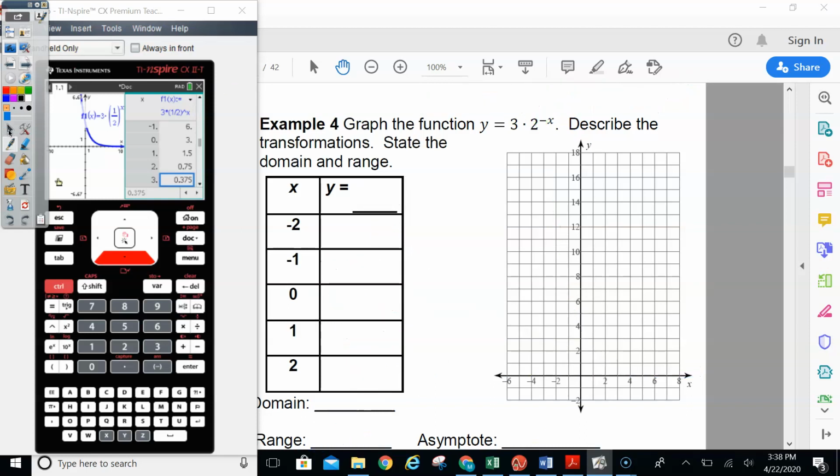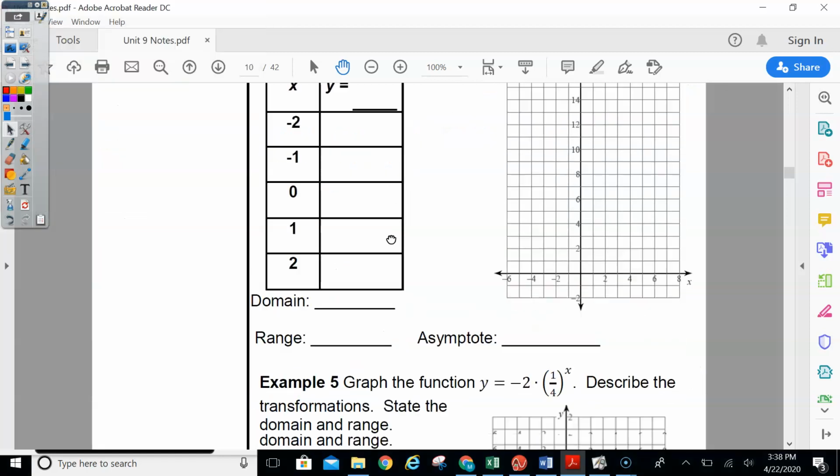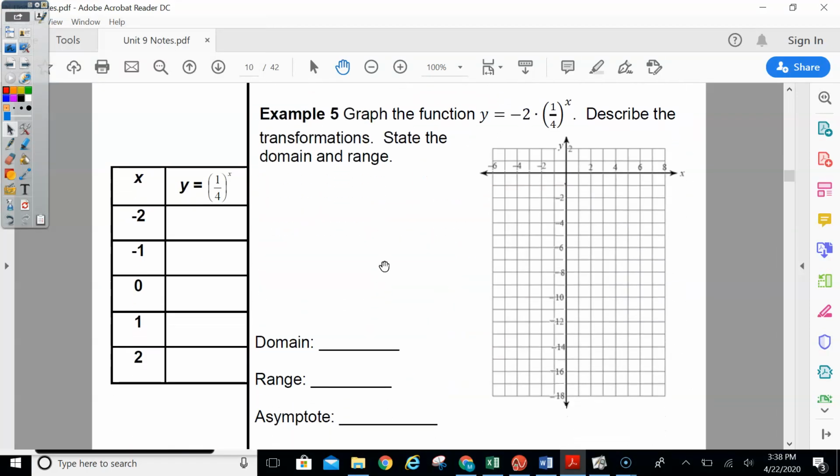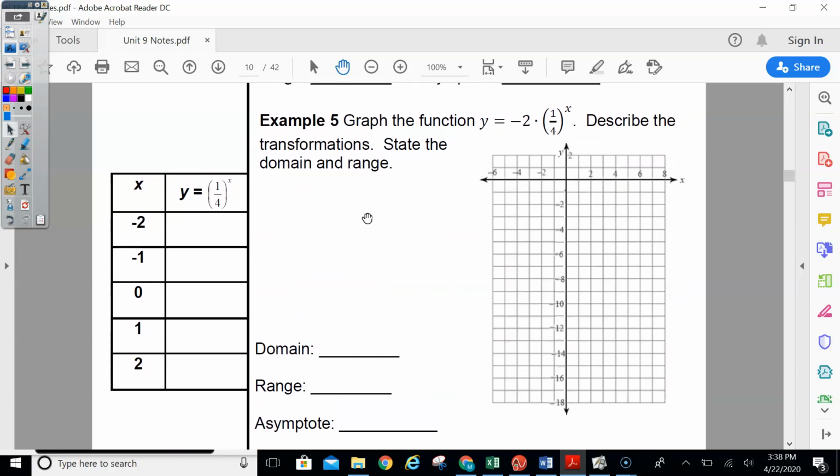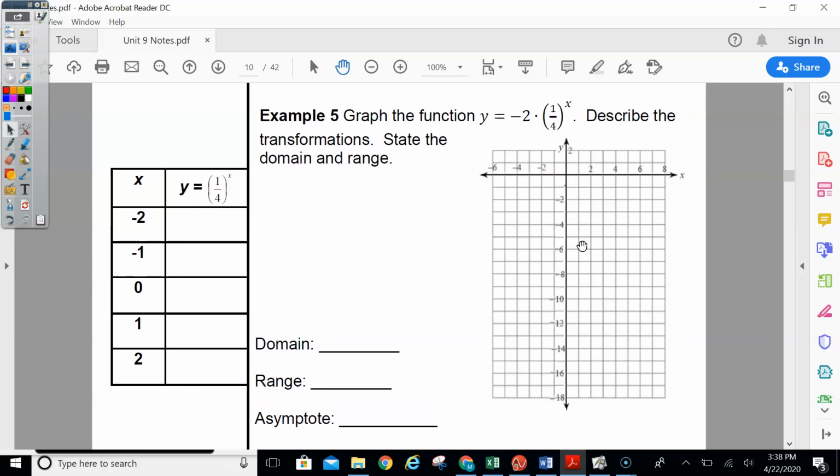Alright, so if we look at the next one, again, it wants the transformations, and the graph, and the asymptotes. So here for this one, let's see if we can do the table without the calculator. So this right here tells us that it's a growth, or sorry, not growth. It is going to be growth, just not yet. So it tells us it should be a decay because it's less than 1.